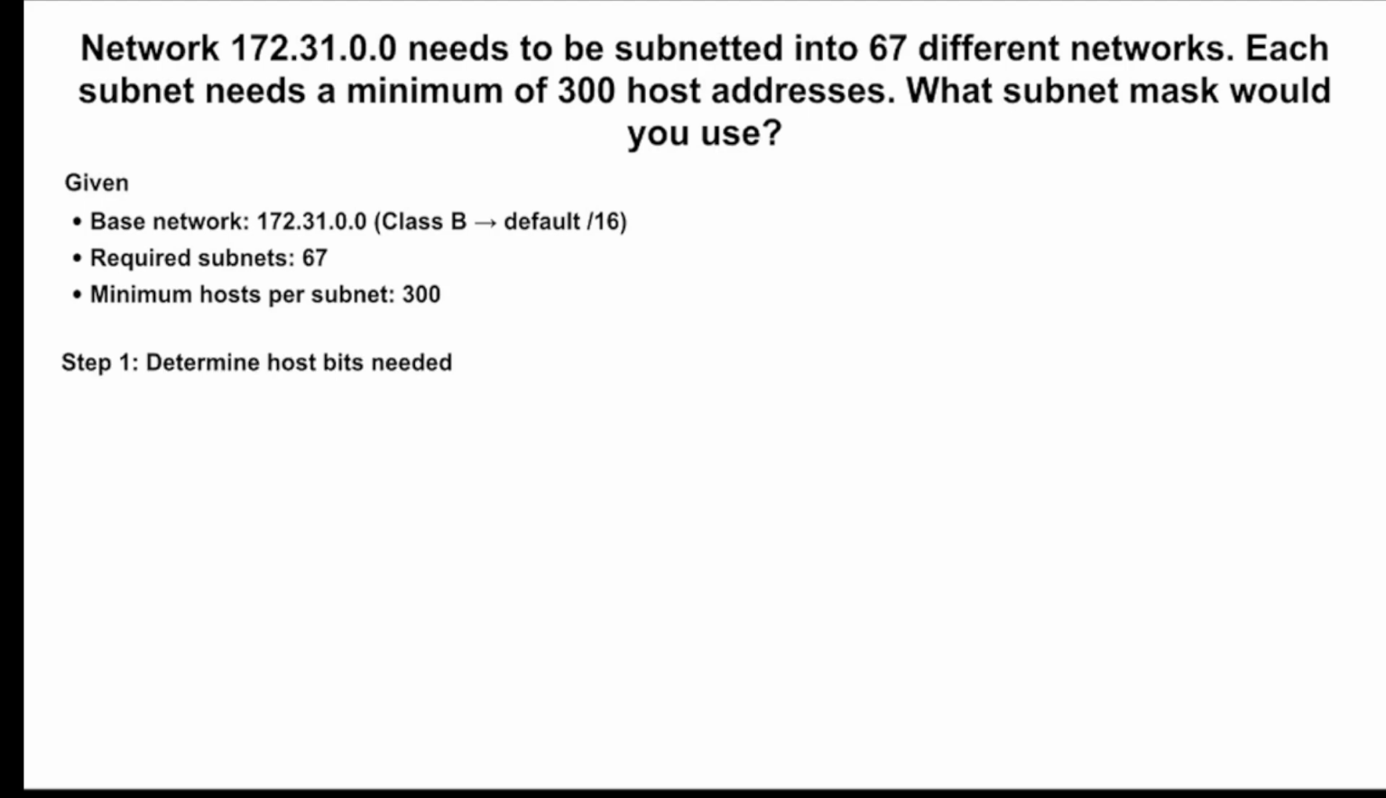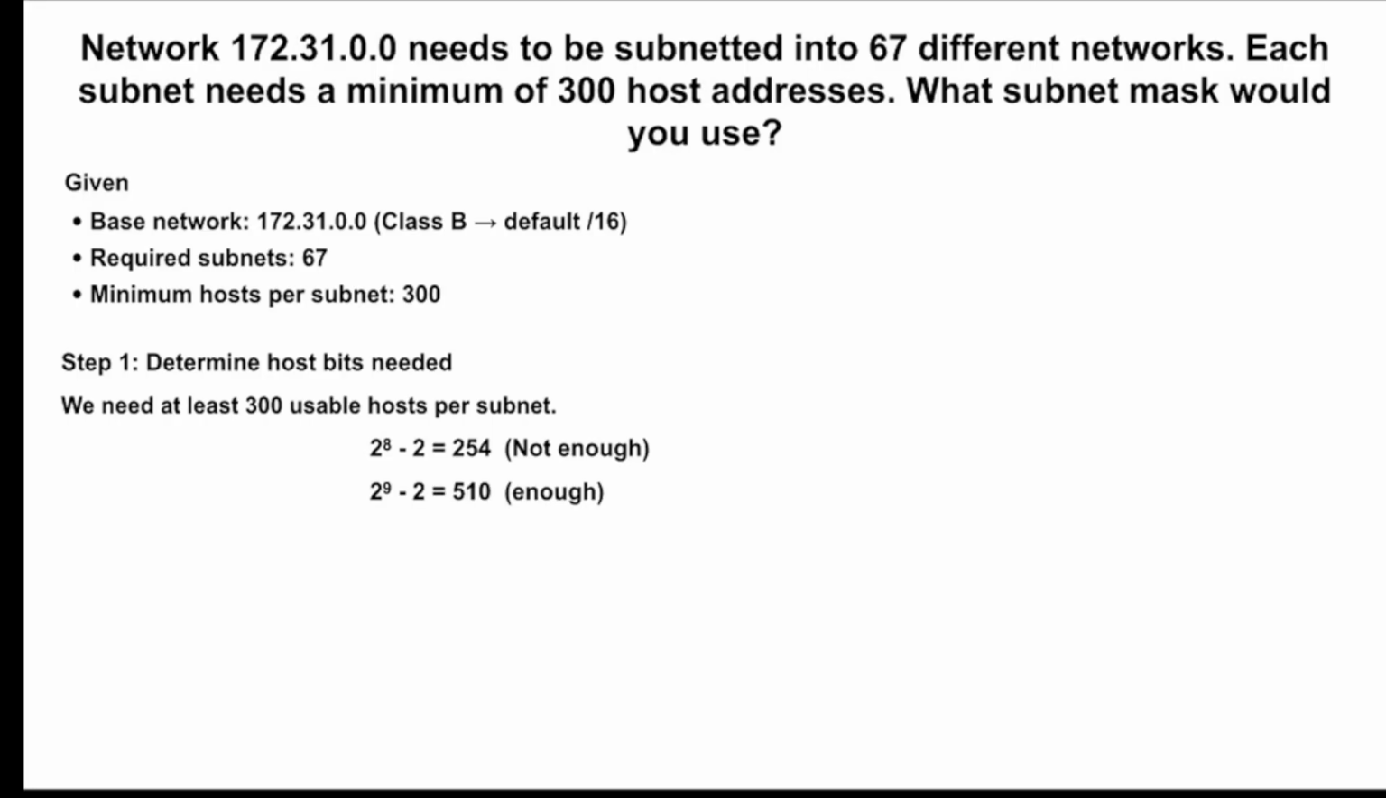All right, so now step one: the first thing we need to do is determine the host bits needed. We need at least 300 usable hosts per subnet. So let's try to figure it out. 2 to the power of 8 minus 2 is 254. It's not enough. But if we add one more, 2 to the power of 9 minus 2 is 510. This is enough. So now the host bits required is 9.